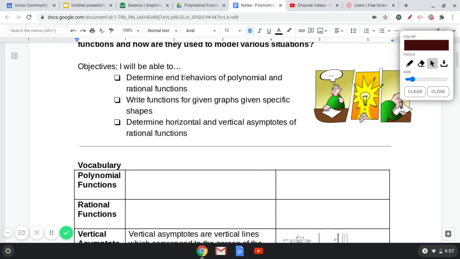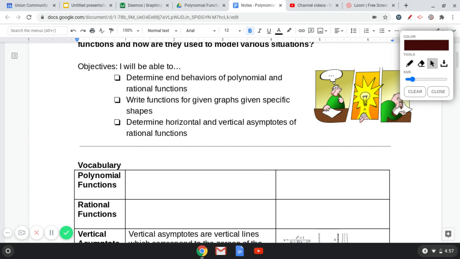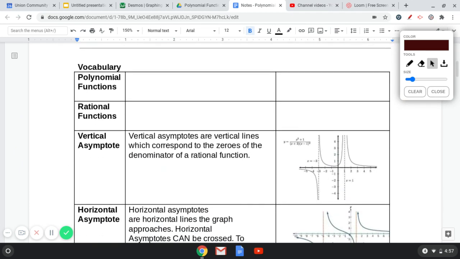So we're going to talk end behaviors. We're going to talk weird shapes of graphs, which you've likely seen before. For example, the W graph or the M graph, something that looks like this, or something that looks like this, or anything in between. We can write functions for all of those, actually. So it's pretty cool there. We're opening up some doors. And then we're going to talk asymptotes again, and that ties into our rational functions portion. So let's talk some vocab.